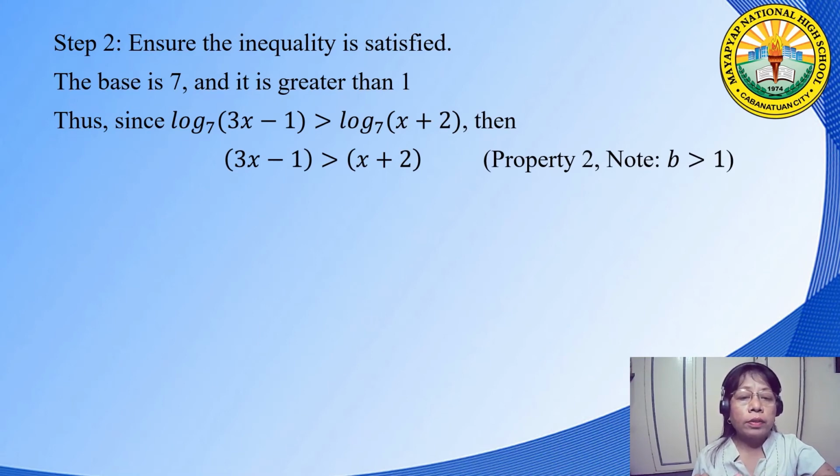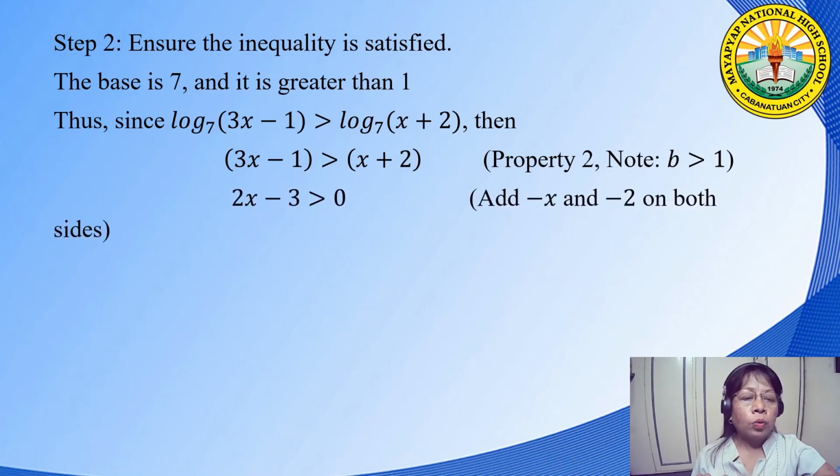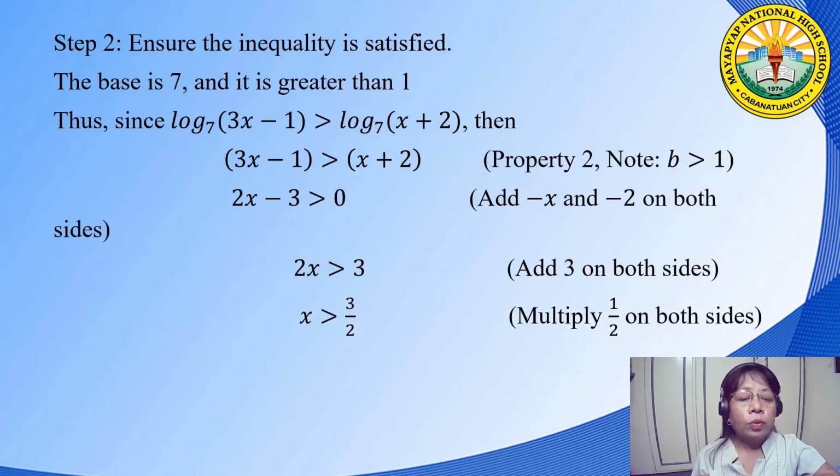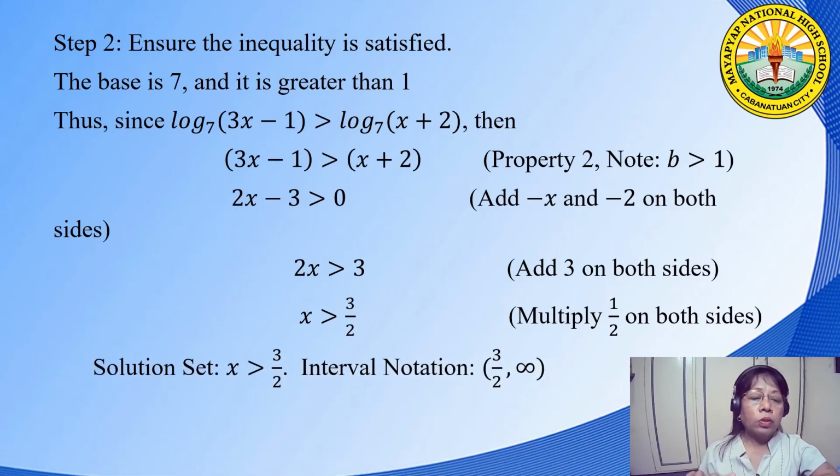quantity 3x minus 1 greater than quantity x plus 2, then add negative x and negative 2 on both sides. We have 2x greater than 3, then add 3 on both sides. So we have x greater than 3 halves. So by multiplying 1 half on both sides to solve for the value of x, the solution set is x greater than 3 halves. In interval notation, we have 3 halves to positive infinity.